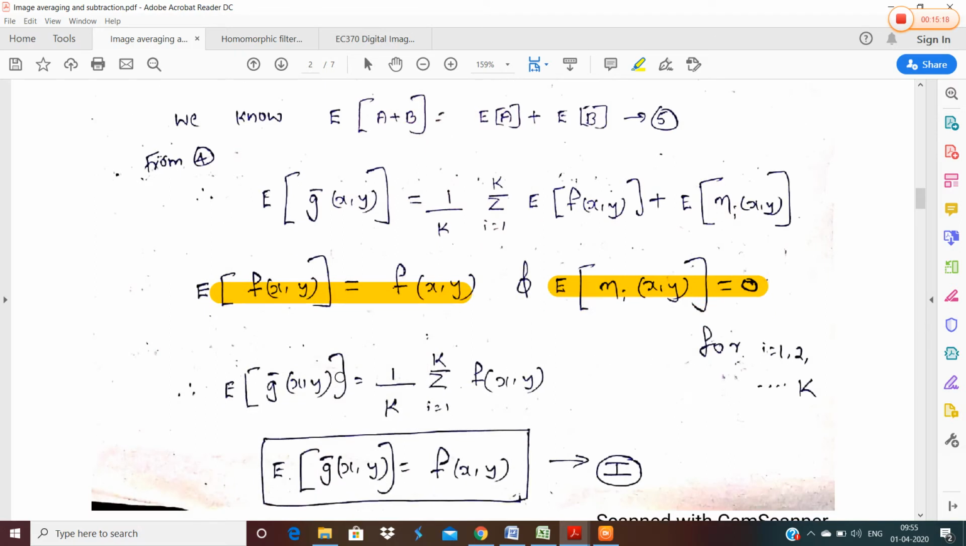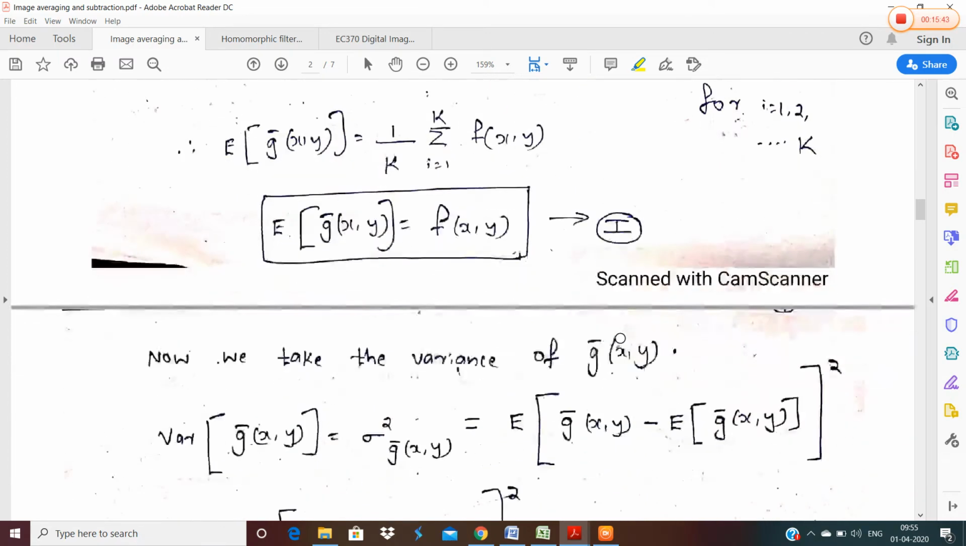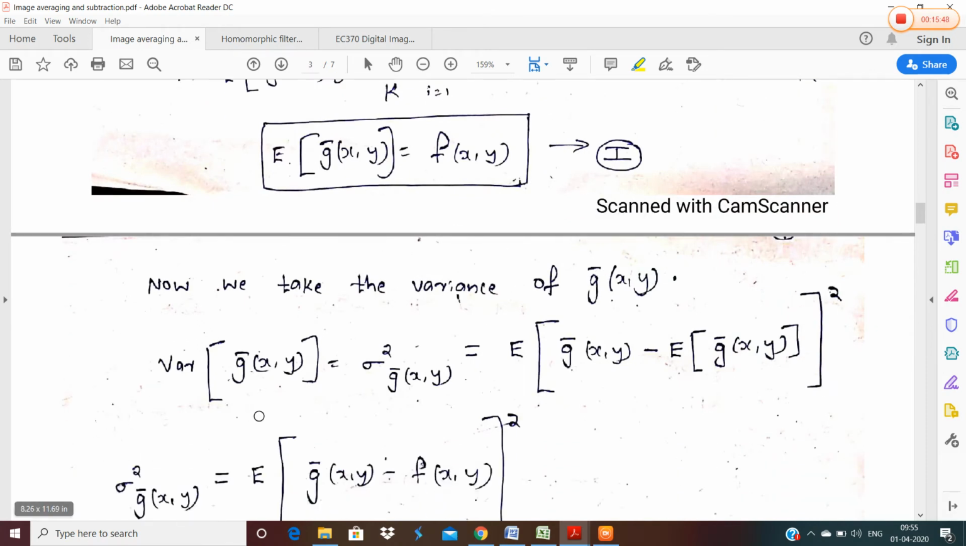Now the expected value of g bar will be 1 by k summation of f over k. You are adding f k times, so you have k into f(x) as the sum. Now 1 by k is there, so k gets cancelled. So the expected value of g bar will be equal to f. This is one intermediate result that you must remember. Next we take the variance of g bar, indicated as sigma square g(x).